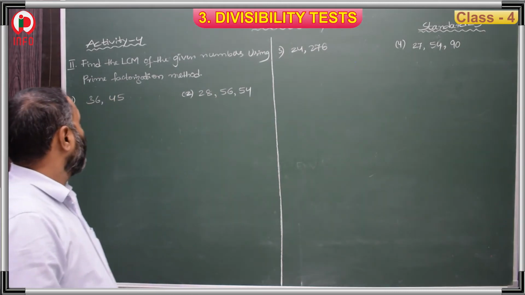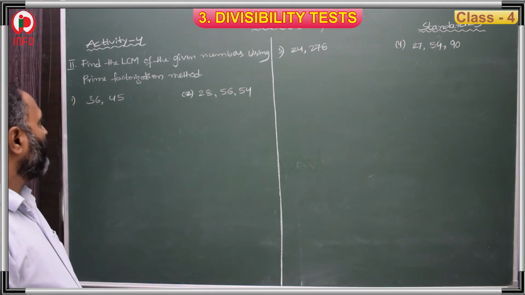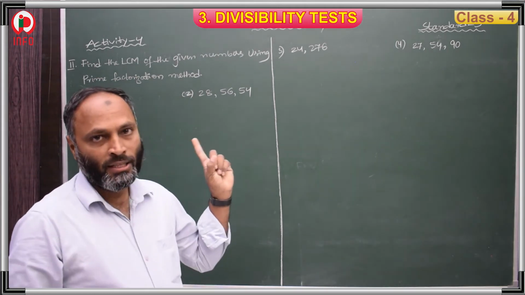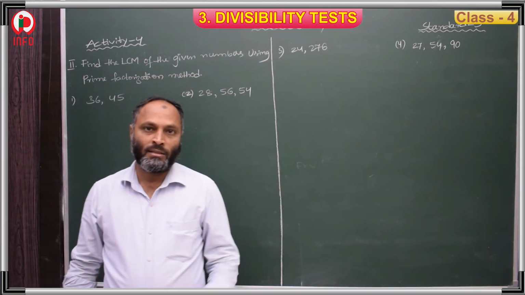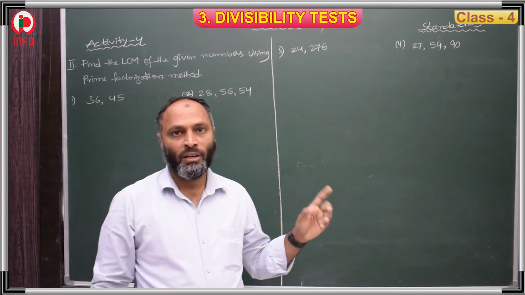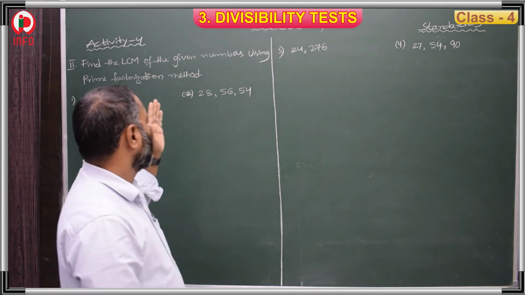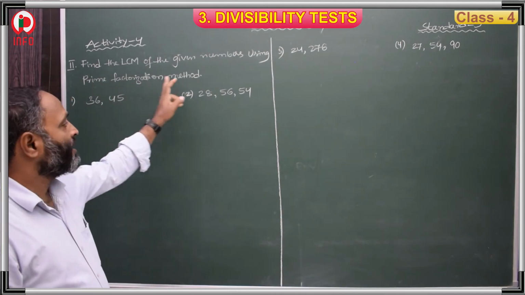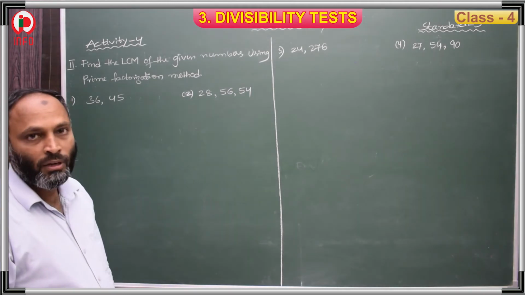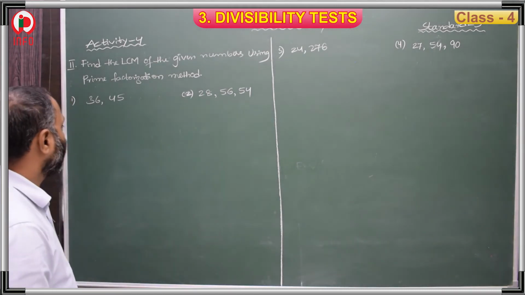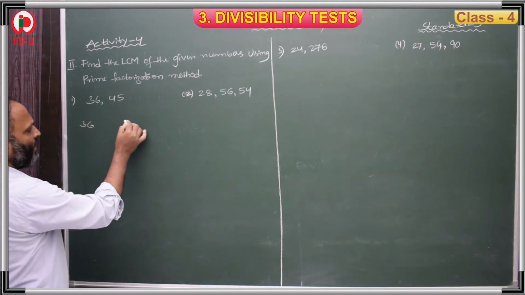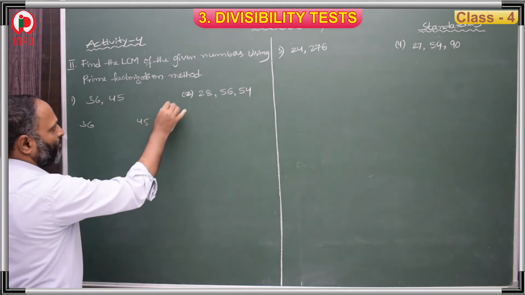Now find the LCM of the given numbers using the prime factorization method. Before, we did LCM using multiples, so whatever the first common multiple was, that was the LCM we wrote. Now we have to find the LCM using the prime factorization method. How? First you take 36 and 45. These two numbers you have to take.